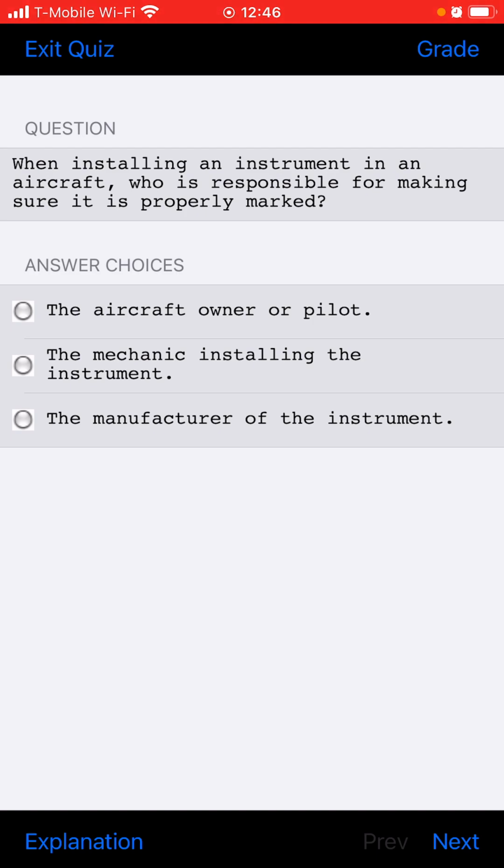Prior to making a continuity check, what must be done to the electrical circuit? The power must be turned off. Prior to making a continuity check, what must be done? Turn the power off.